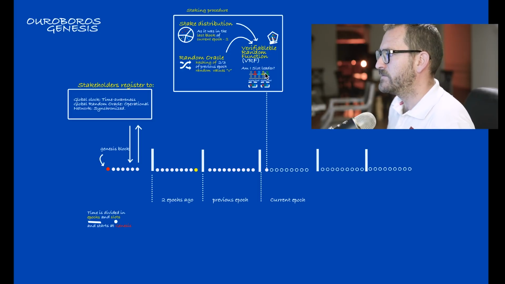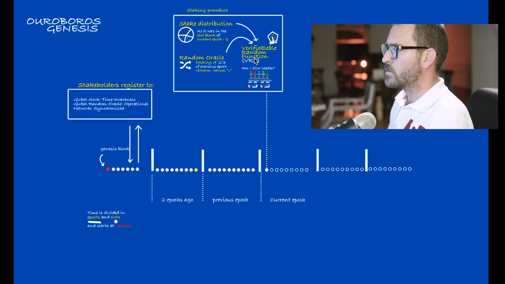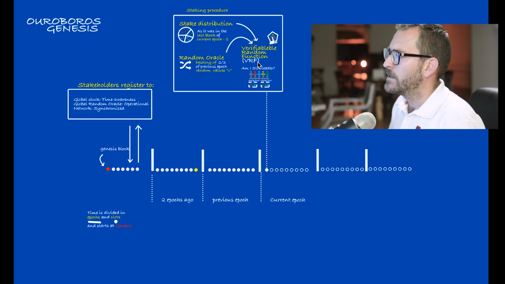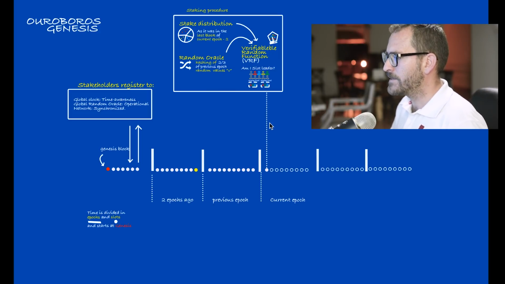First, every stakeholder needs to ask the very important question: Am I a slot leader? And how does he ask this question? Well, he evaluates locally in his node a verifiable random function, VRF, and this function takes a couple of arguments. Number one, it takes a value that comes from a random oracle. We're going to see in a minute what it is. And it takes the index of the current slot. Okay? And it takes into account the stake distribution.